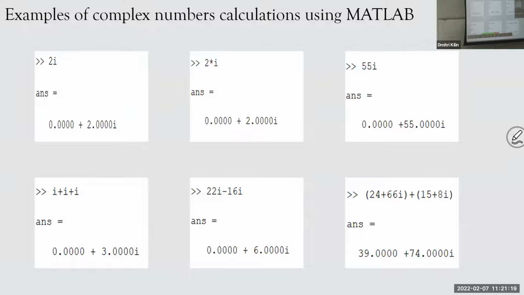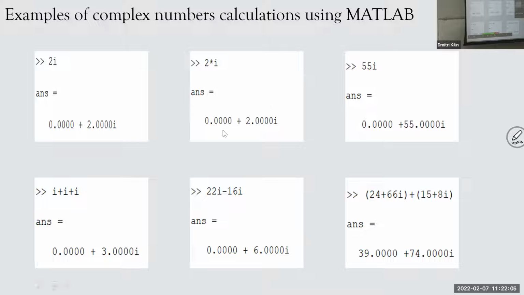So here are some examples of complex number calculations using MATLAB. If you just type 2i, you will get 0 plus 2i. You don't even have to add the multiplication symbol because MATLAB understands that i is 0 plus 1i. You can also use the multiplication symbol in the second example, and you will get the same thing back. And if you do 55i, that means you are talking about 0 for the real part and 55 for the imaginary part.